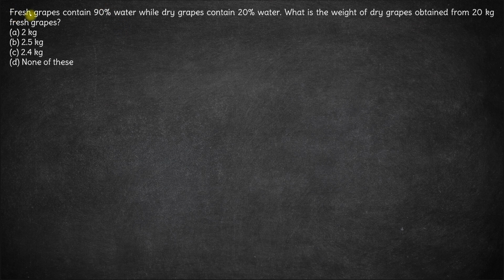Hi, here we have fresh grapes containing 90% water while dry grapes contain 20% water. So we have fresh grapes and dry grapes. What happens from fresh grapes to dry grapes is that water gets evaporated and the pulp remains the same. For example, fresh grapes are basically the angur, and dry grapes are the kishmish.